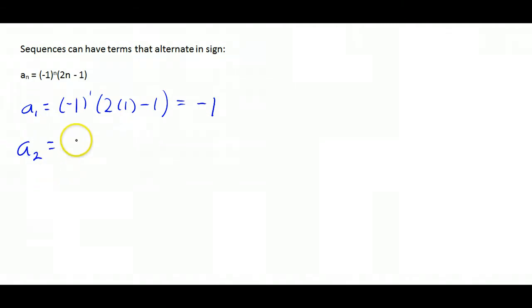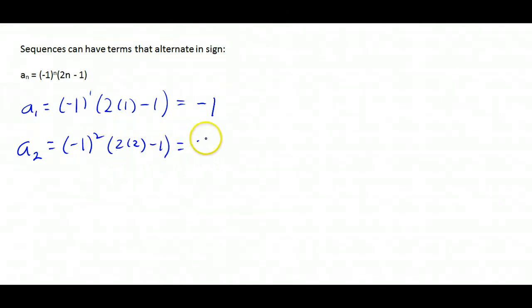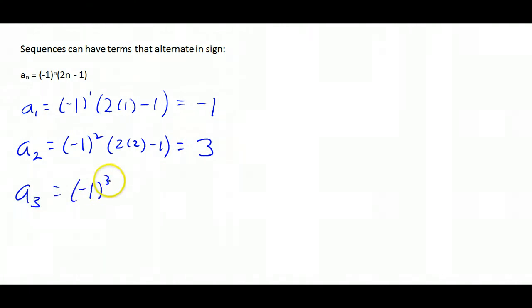How about the second term? Now negative 1 is being squared, so it's going to become positive. And I'm going to get positive 4 minus 1, which is 3. We'll do one more. A sub 3 is negative 1 cubed. Since negative 1 is being raised to an odd power, it's negative. And inside I have 2 times 3 minus 1. So I have negative 6 minus 1, which is 5. So sequences can have negative and positive terms.